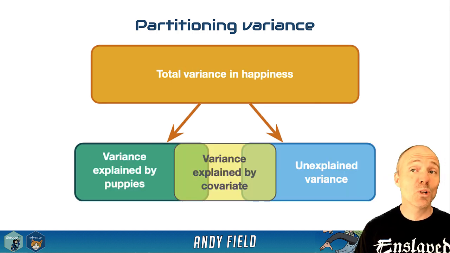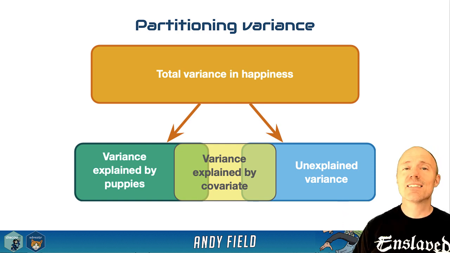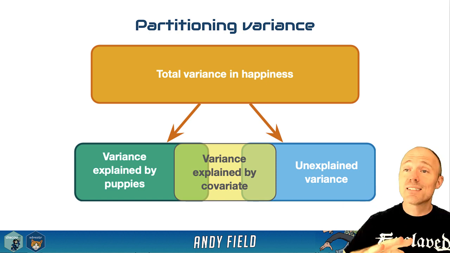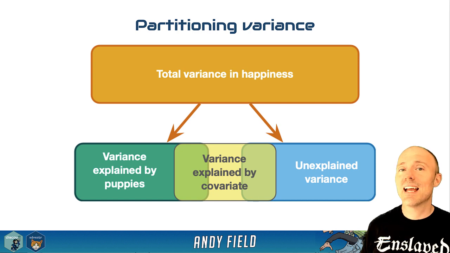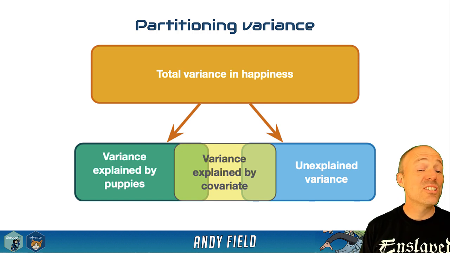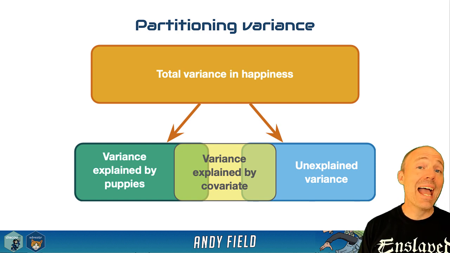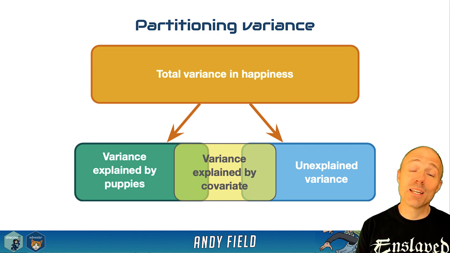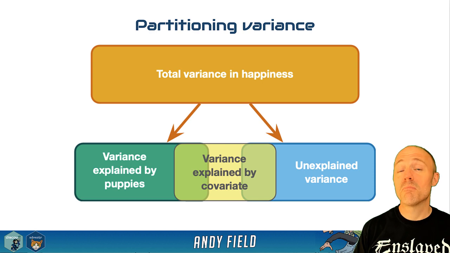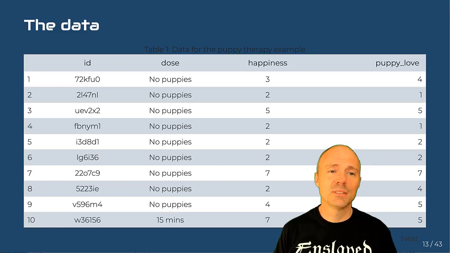However, much more likely you get a scenario like this, where the covariate, the love of puppies, is going to overlap to some extent with both the variability explained by the puppy therapy group and the error variability. So it is not guaranteed that by adding this extra predictor we're going to get a more sensitive measure of our experimental effect, even though that's what we might hope for.